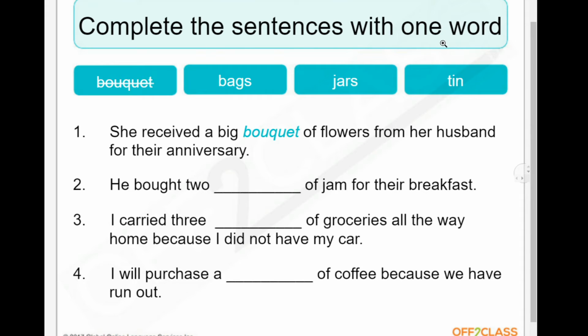Complete the sentences with one word. They give you the first one. She received a big bouquet of flowers from her husband for their anniversary. Please read it. Very good. Now, number 2. He bought 2 jars of jam for their breakfast. Please repeat.